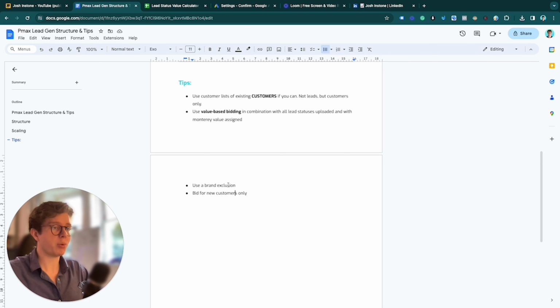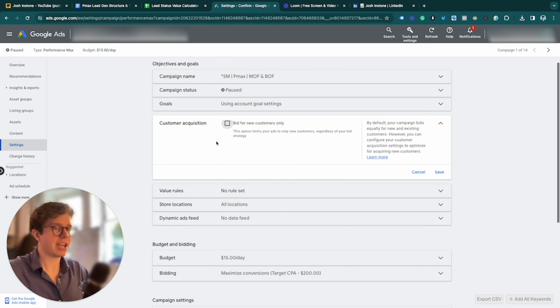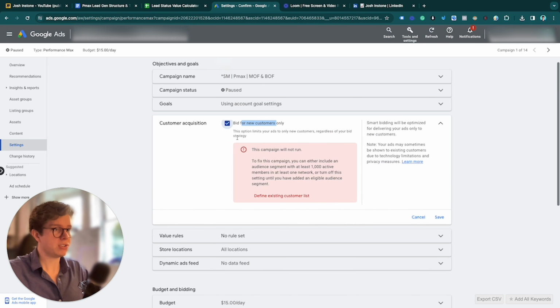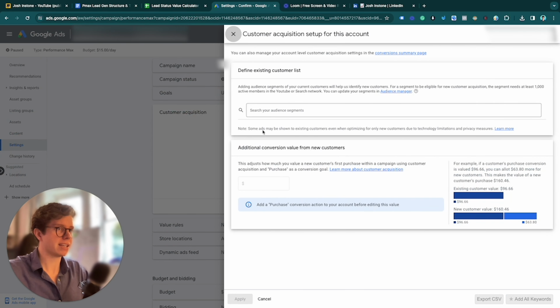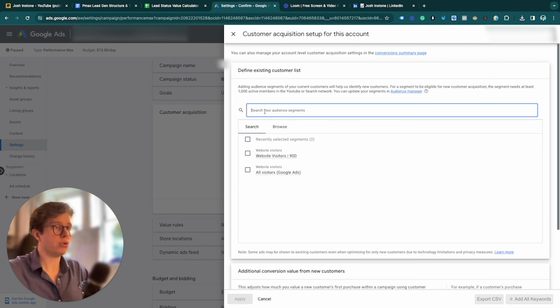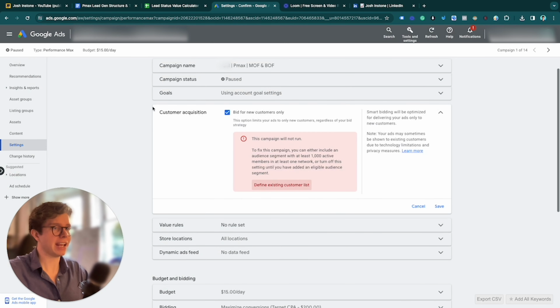And then finally, what we want to do is bid for new customers only if possible. So let's go into this account here, and this is what I mean. So in the settings, we have customer acquisition, and we can bid for new customers only. So when you click this, it's going to be like, okay, what is this? This isn't going to be happening, but you really just need to input some data. So what you need to put in here is define your existing customer list. And what you're doing here is upload your list of existing customers, which you should have uploaded anyway for your asset group audience signal. And then we want to input it in there, and then we only want to bid for new customers if possible.